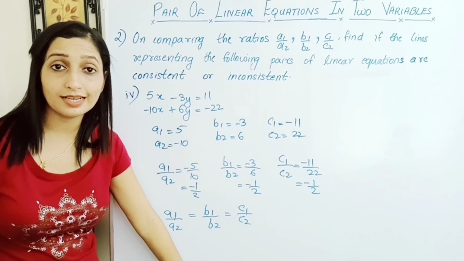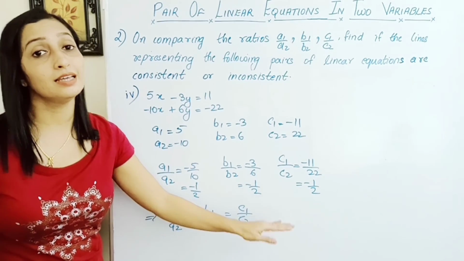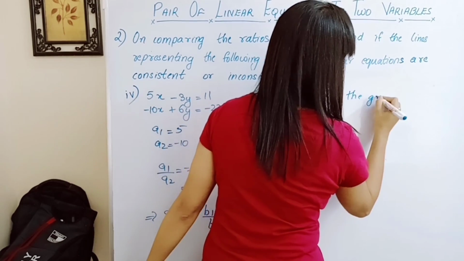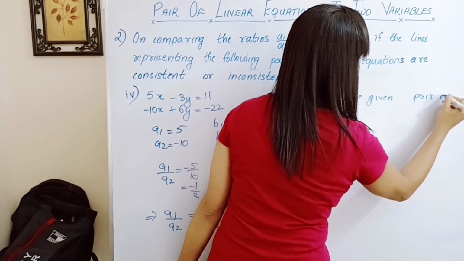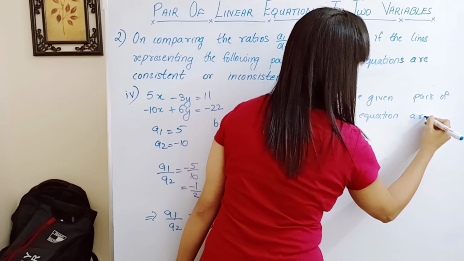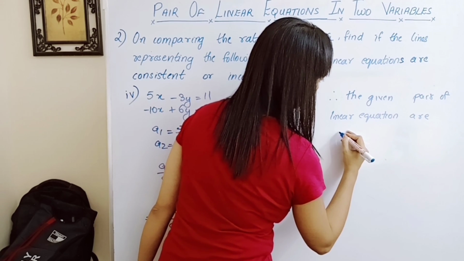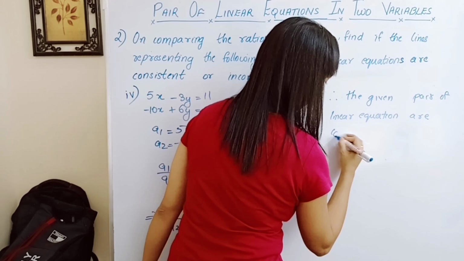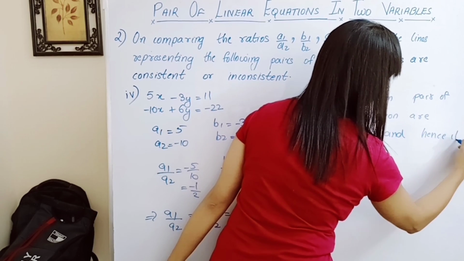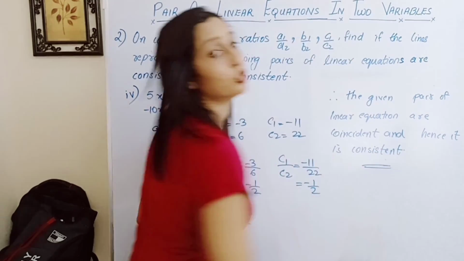Now what does this condition tell us? It says that the given pair of linear equation are coincident and they are consistent. So how do you write the answer? Therefore, the given pair of linear equation are coincident and hence it is consistent. So this is our answer.